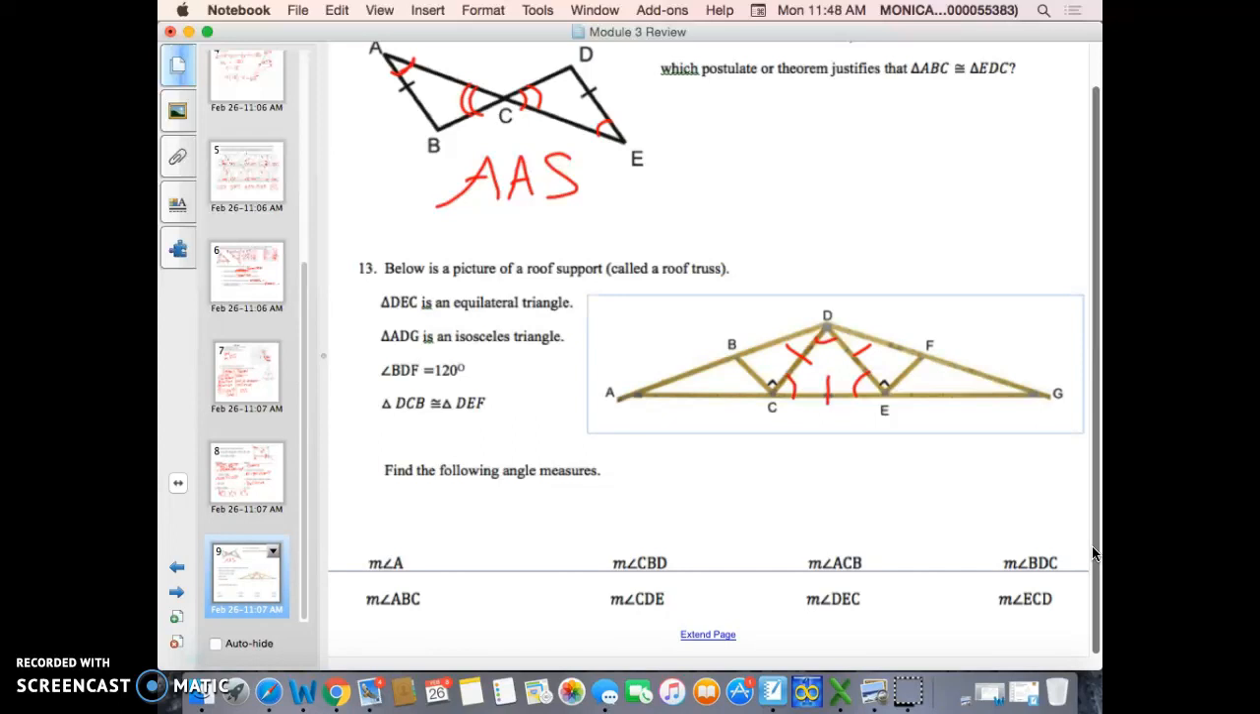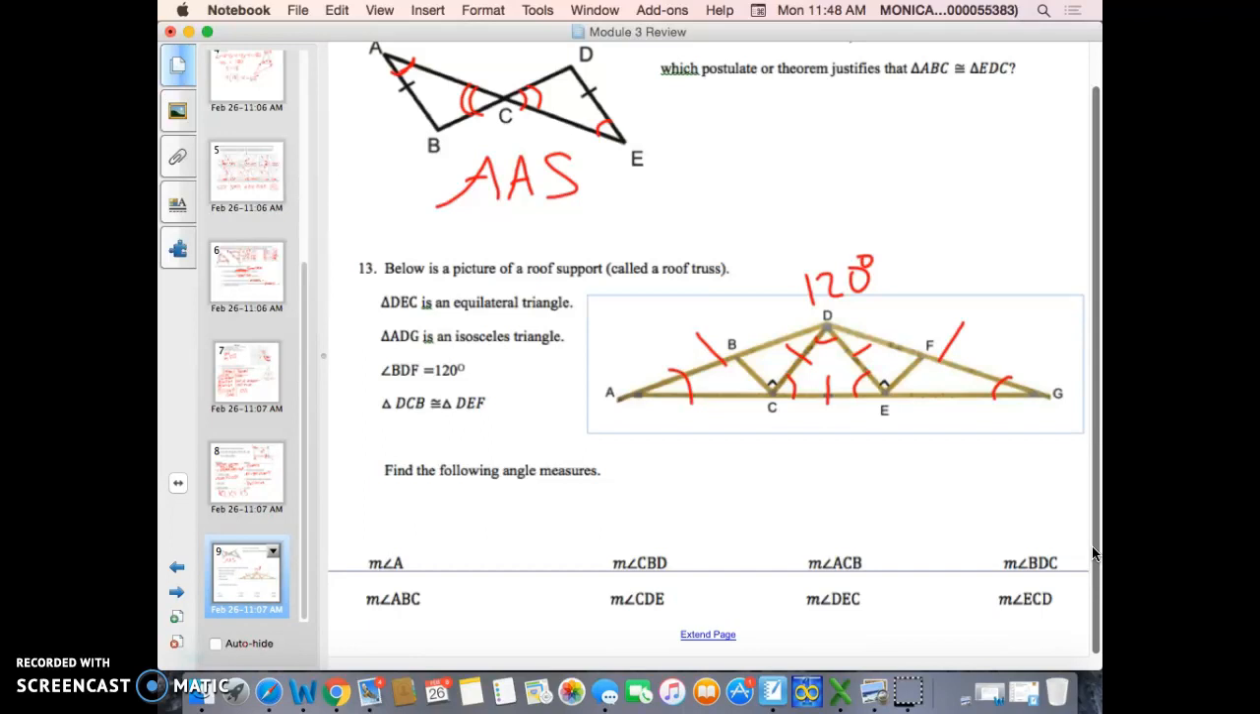ADG is an equilateral triangle. So these two sides are congruent. This angle is congruent to this angle. BDF, this whole angle here, is 120 degrees. DCB is congruent to DEF. Well, yeah, they're 90 degree angles. Okay, find the following measures.